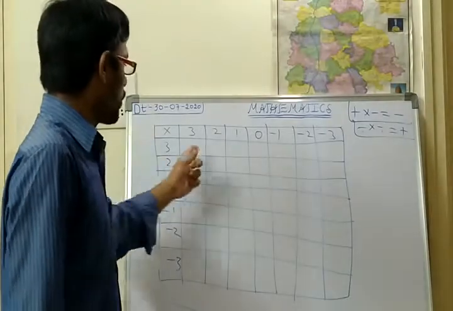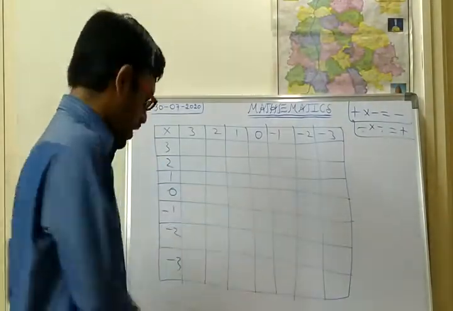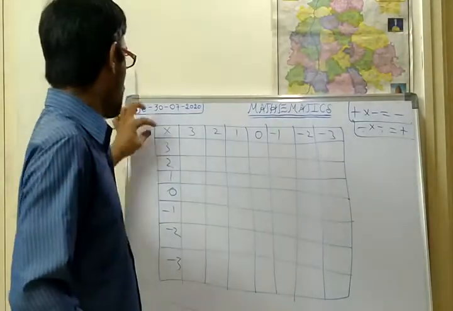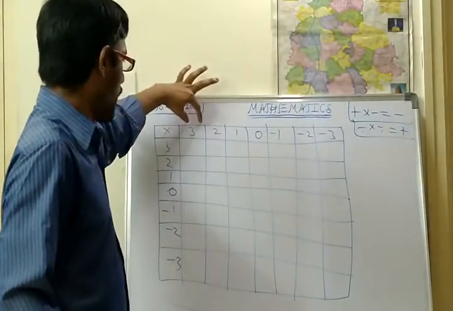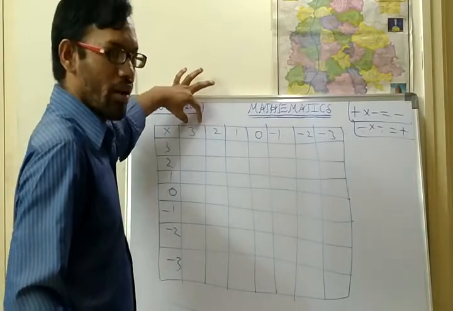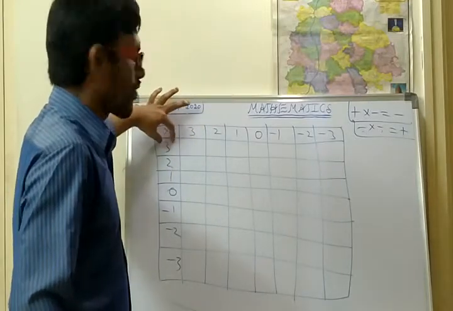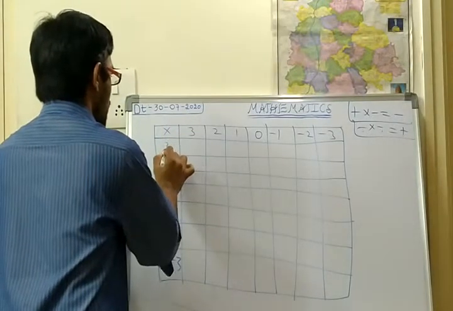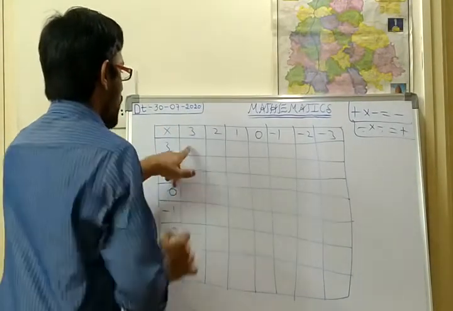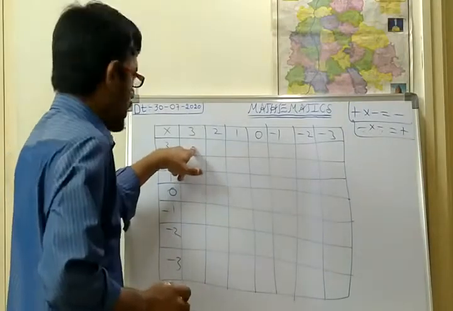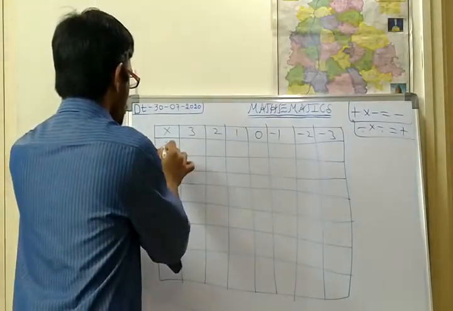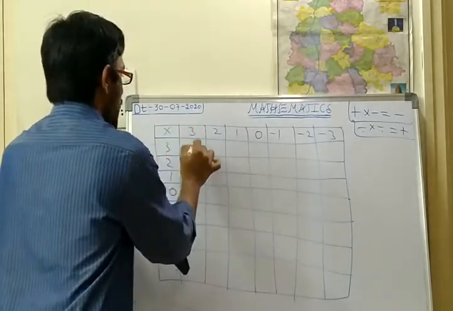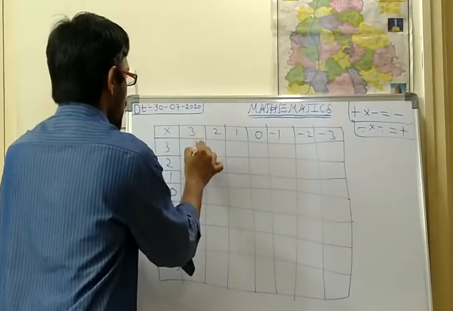For this you have to write all these numbers. How will you write the numbers? Just multiply a number from the row and a number from the column. First 3 into 3. If you want to fill this box, take this row and this column and multiply these two. 3 into 3 is 9.